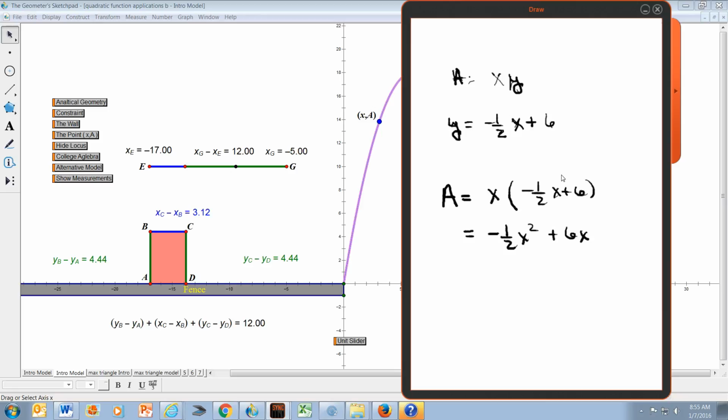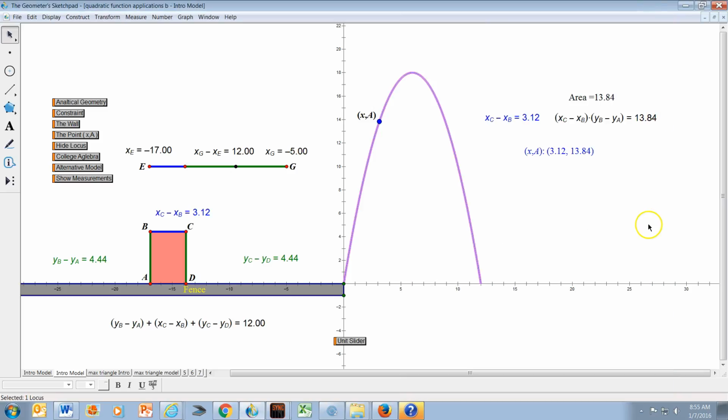Let's see how this function matches up with our model, our locus. Let me plot our college algebra function. I want you to notice here is our function. The blue dotted one is there, and if we were to hide that real quick, let me hide it. You see that it matched up perfectly with our locus.